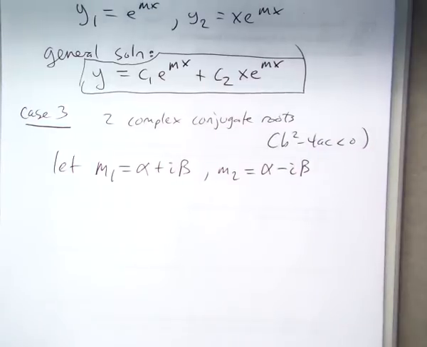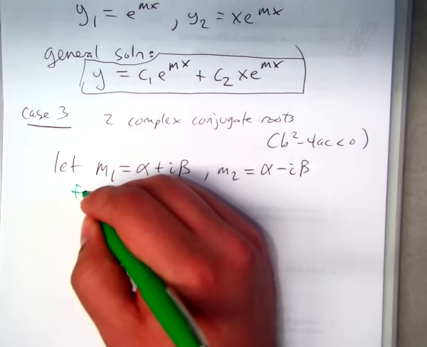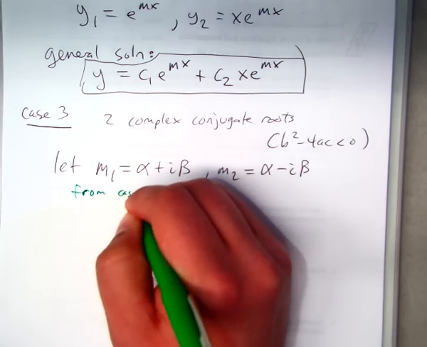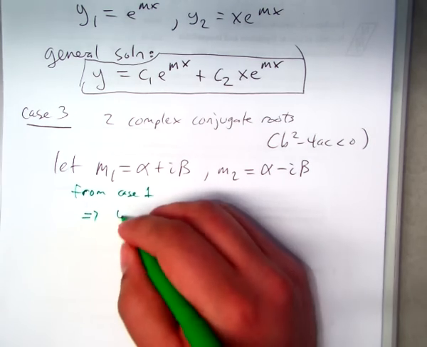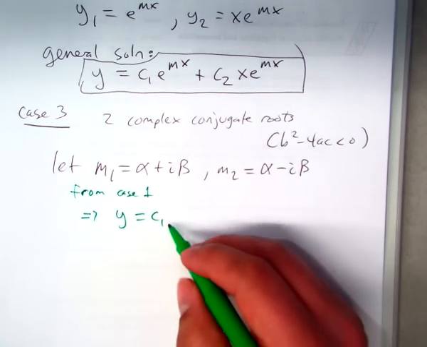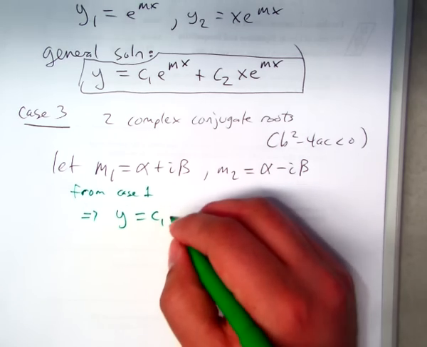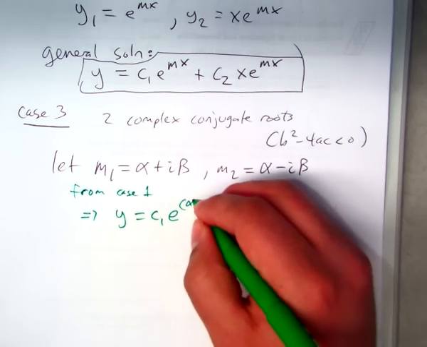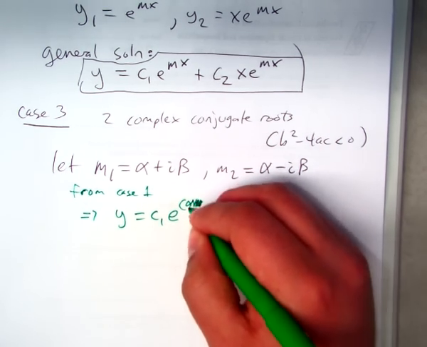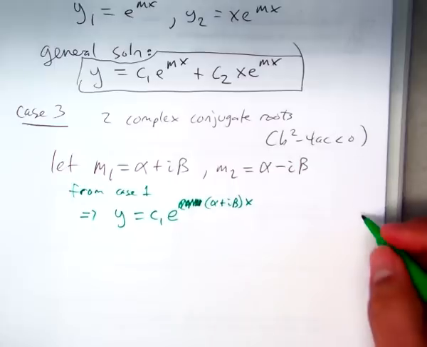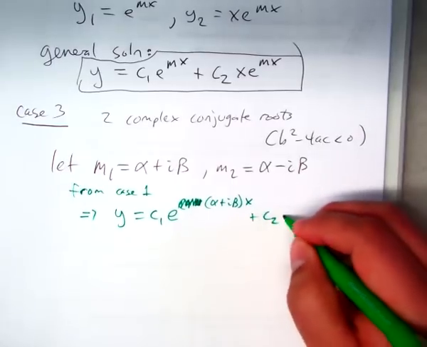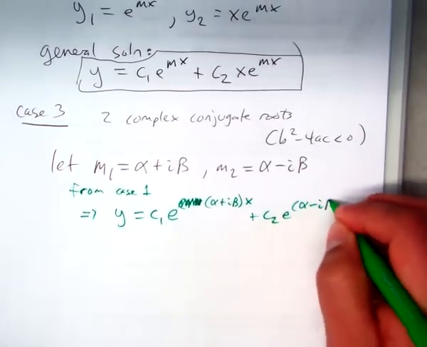And to start, it's similar to case 1. So from case 1, we kind of know what the solution looks like. We know that y is going to equal c1, and then e to the m1x, right? So e to the alpha plus i beta times x, plus c2 e to the alpha minus i beta times x.